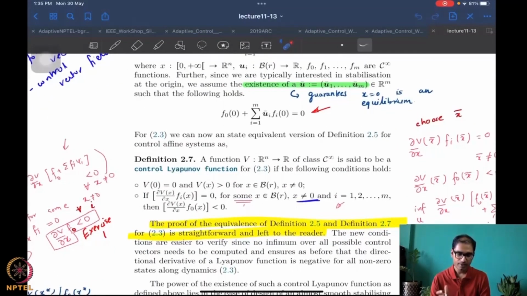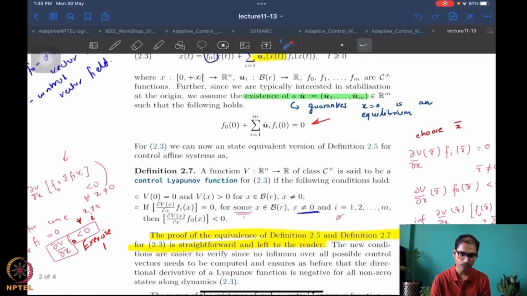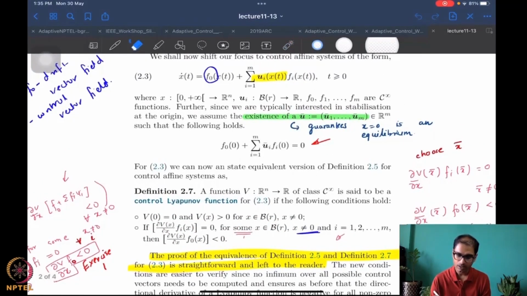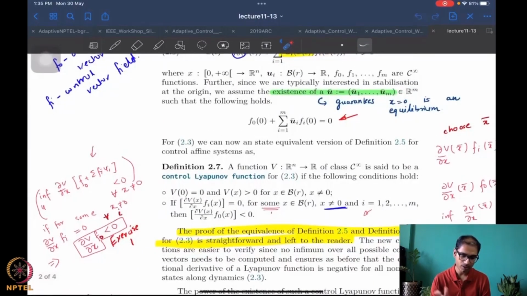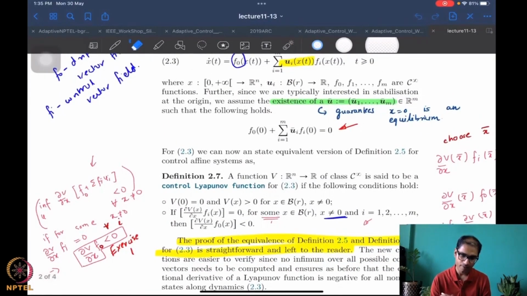It says that if the partial of V with respect to x times f_i is 0 for some x, and all i. So basically what am I saying? I'm saying that if I take the derivative of V with respect to this system, what do I have? I will have something like del V del x f_0 plus summation f_i u_i, what you see here on the left. And now if I multiply only the control terms, I get del V del x f_i.